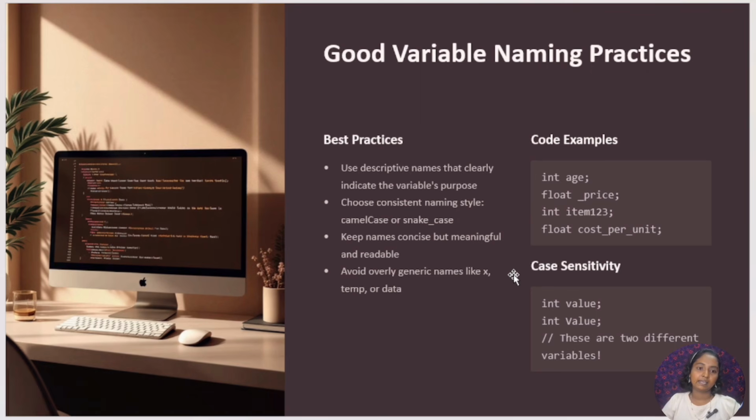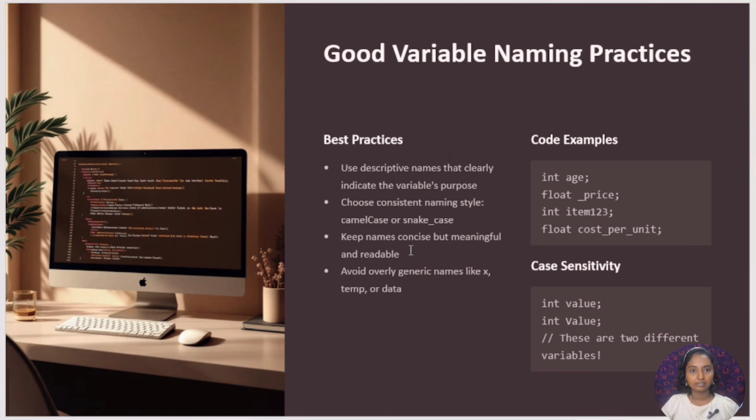Good variable practices: while naming a variable, it should be easy to understand, readable, and meaningful. We should not use something like x. If we give x, why did we give x? When you have long code, it will be difficult to identify which variable it is and why we gave x. So we should use meaningful words while naming a variable.